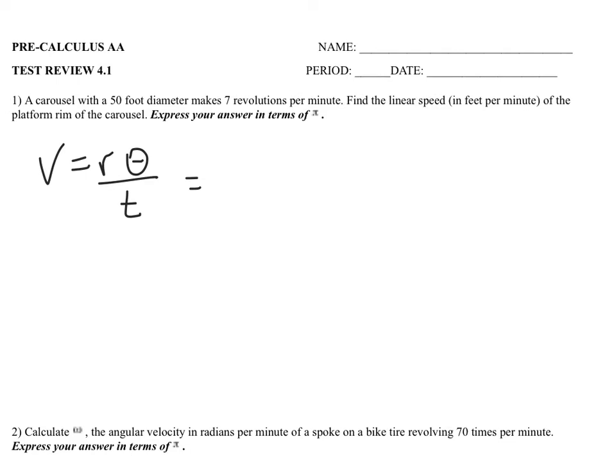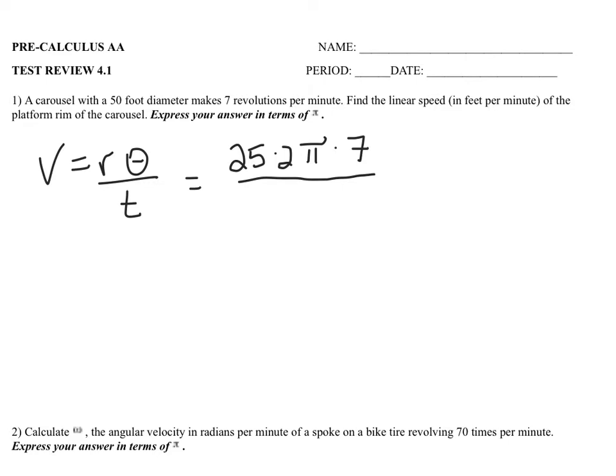Alright, so the diameter is 50, which means the radius is going to be 25, or half of that. Theta is going to be 2 pi because 1 revolution, 1 time around a circle, is 2 pi. So our angle measurement is going to be 2 pi, and we do that 7 times. So I also have to multiply this times 7. All of that divided by time.